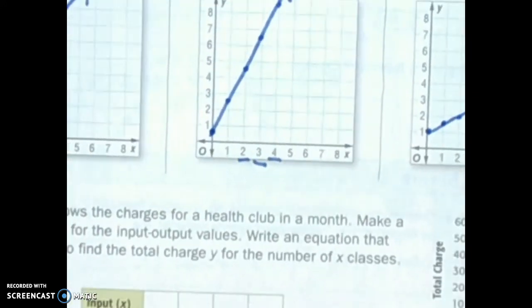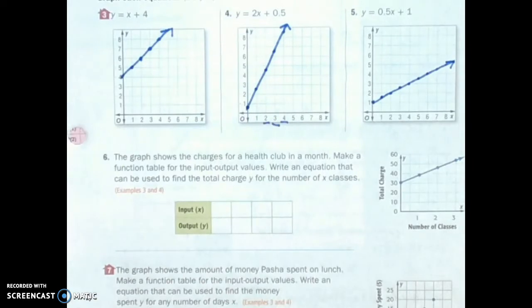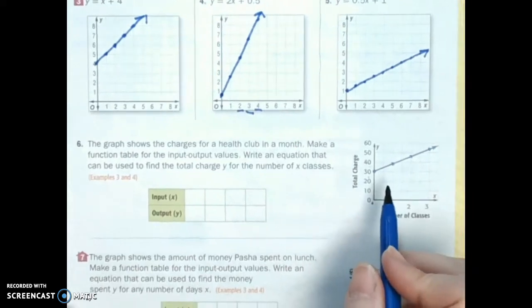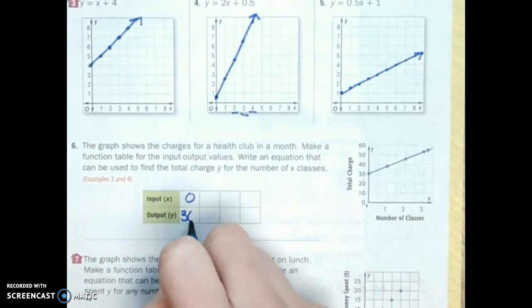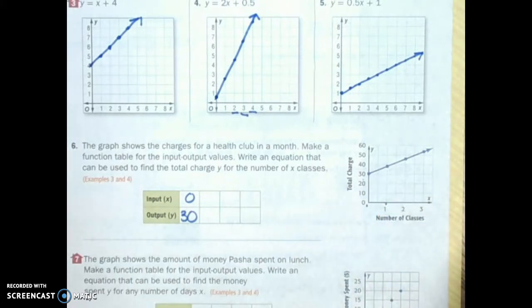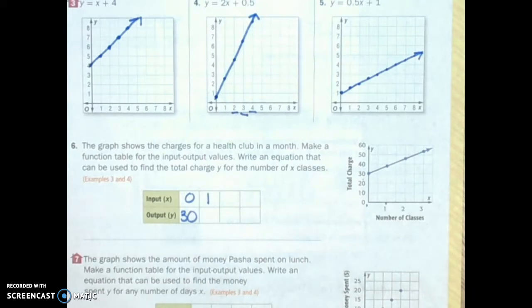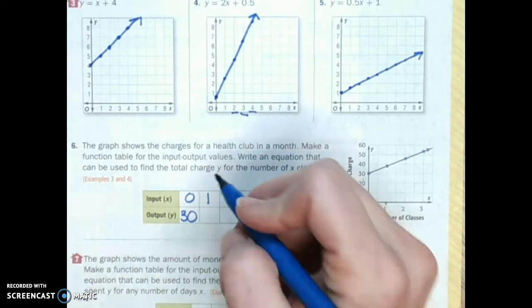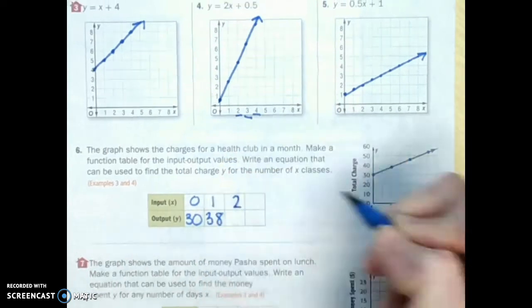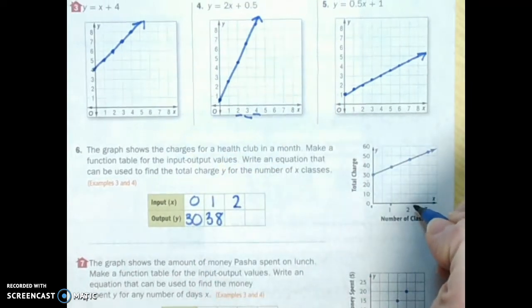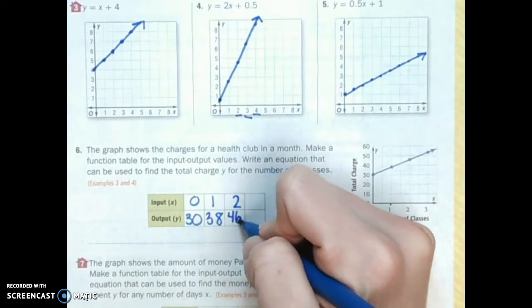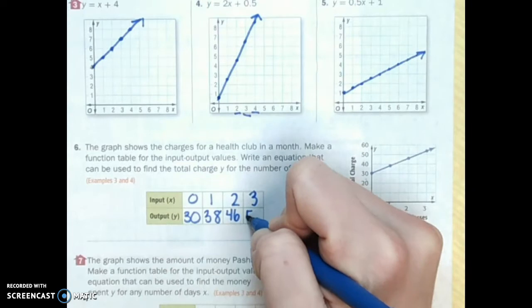Let's look down here at number 6. The graph shows the charges for a health club in a month. Make a function table for the input-output values and then write an equation. So at 0, we're at 30. At 1, we're at 38. At 2, we're at 46. And at 3, we're at 54.